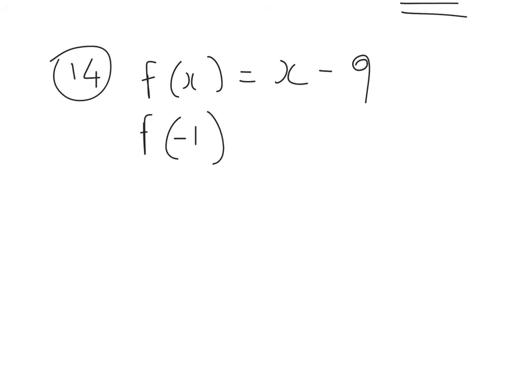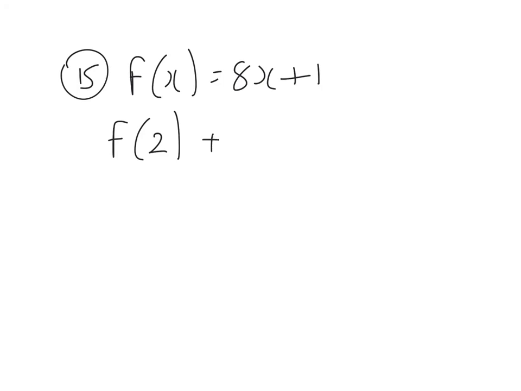Okay, next one. F of x equals x minus 9, and we're going to find f of minus 1. So where I see x, I make a straight substitution, replace it with minus 1. So x minus 9 becomes minus 1 minus 9, and that's minus 10.